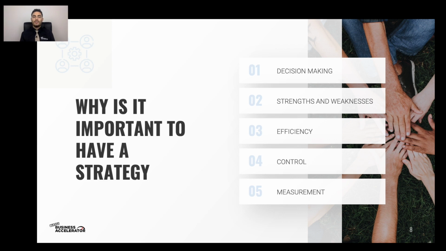And then number five, it gives us something to measure against. So how do we know, apart from having more cash in the bank at the end of the month, that we've done a good job? A good business strategy will give you something to measure against. And this is such a key element of business, again, that's overlooked.